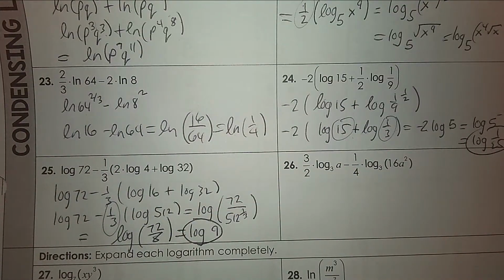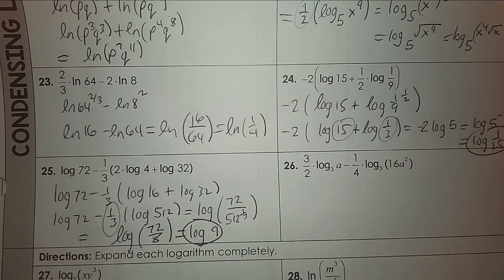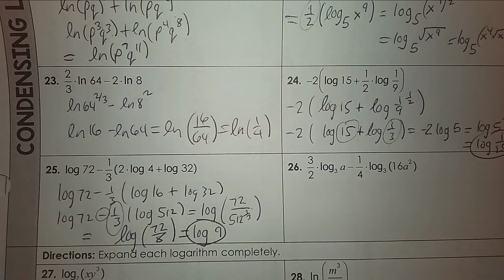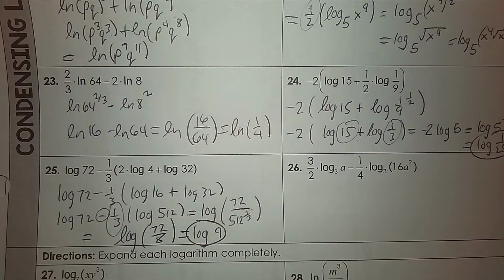All right, one more left. I know we got to keep practicing. The negative sign tells me to divide. That negative sign became a fraction. One more time. We got to practice. 26.